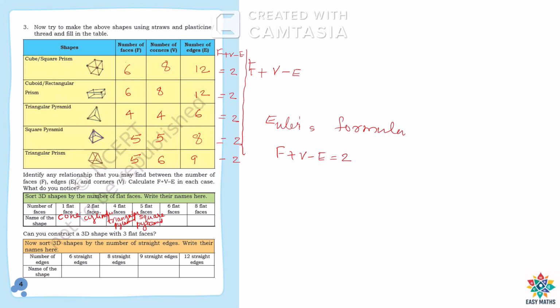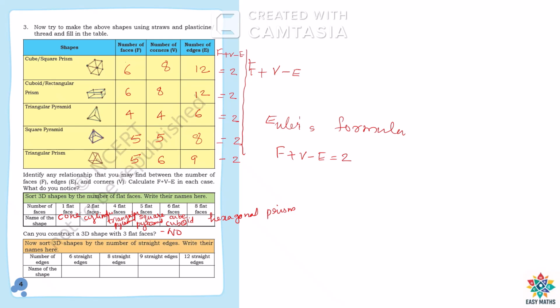Six flat faces, even cube and cuboid. Both are having six flat faces. Eight flat faces, that is hexagonal prism. Hexagonal prism is having eight flat faces. Now, can you construct a 3D shape with three flat faces? That is not possible. We cannot make it with three flat faces.